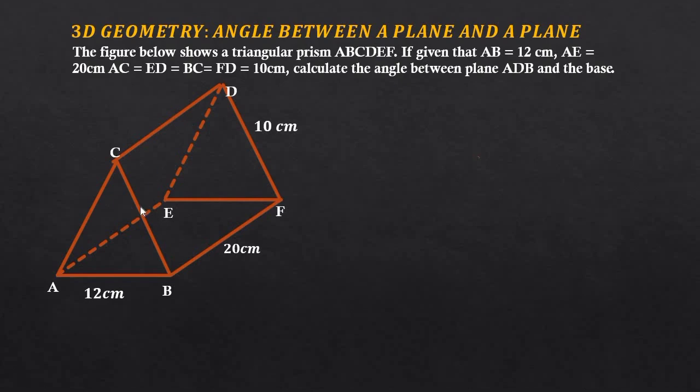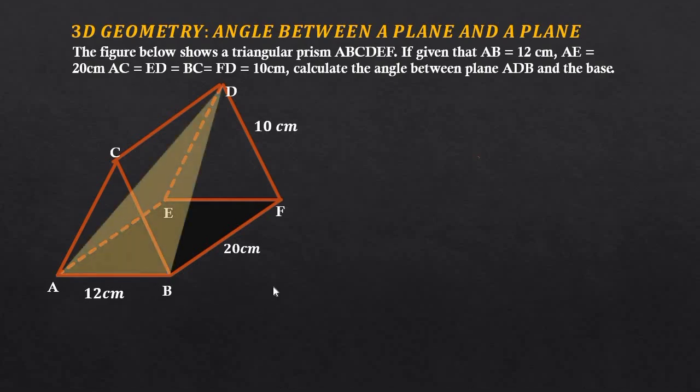So this is the diagram. Before we calculate the angle between the two planes, let's identify the planes. We have the base and plane ADB. Now the base is the bottom part, ABFE, just as shown. And then plane ADB is right here, ADB, again, just as shown.